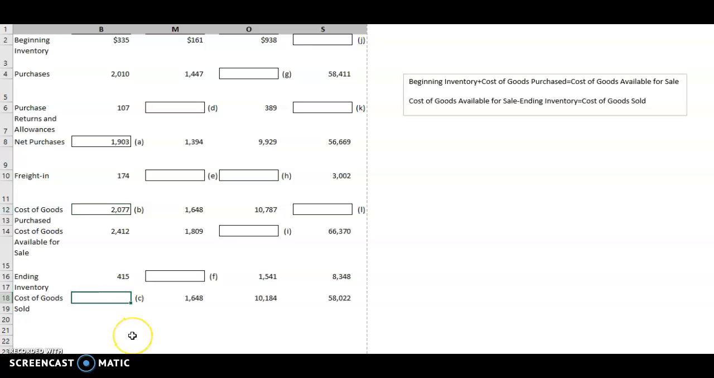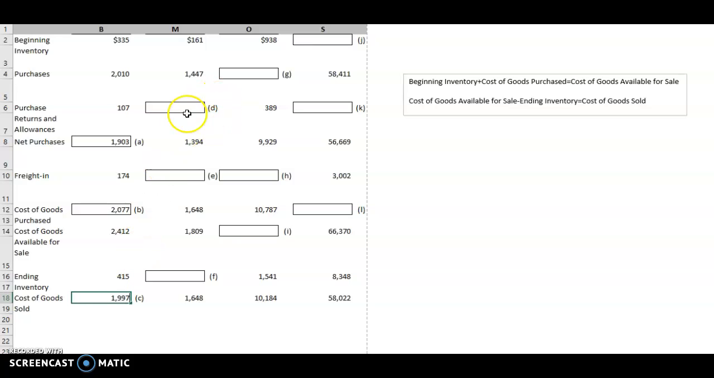Now we're finding the cost of goods sold. As you can see, I've included these equations over here. They're just from the book, so they're super easy to remember. So we're going to take our cost of goods available for sale, which is 2,412, and subtract our ending inventory of 415, and that's going to give us 1,997, which equals the total cost of goods sold.